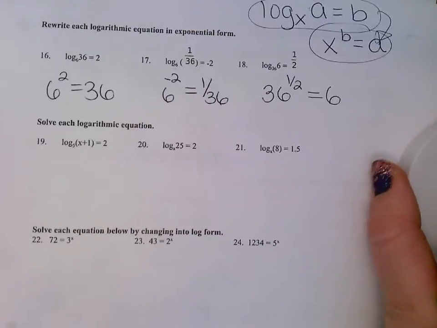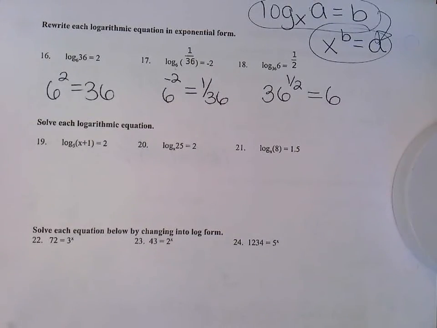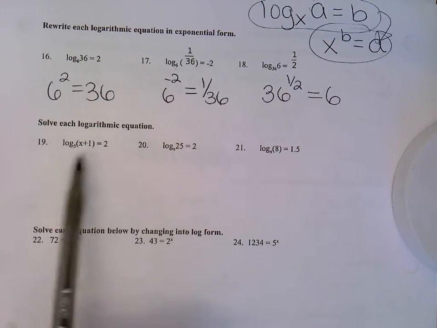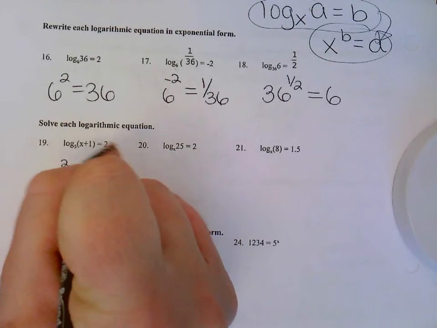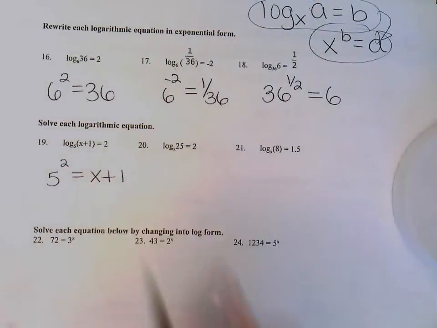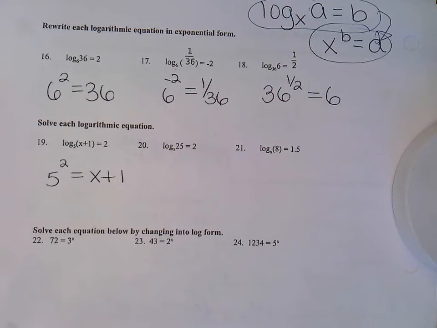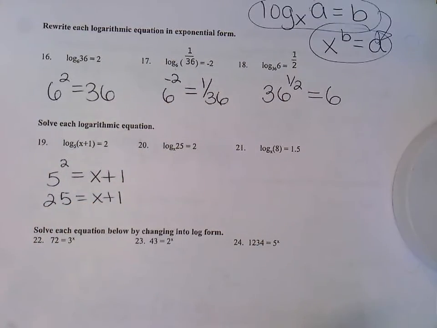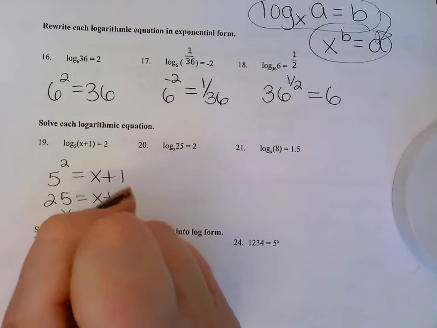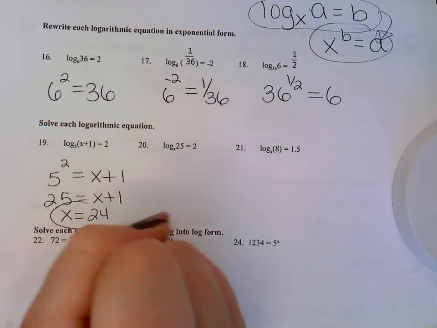All right, here are some that are a little bit more challenging, and then we need a new strategy when we get down below. So solve each log equation. Again, your first step is always to change it to exponential form. 5 squared equals x plus 1. So now I do 5 squared, so that's 25, equals x plus 1. What does x have to be? 24. Right. Subtract 1, x would have to be 24.